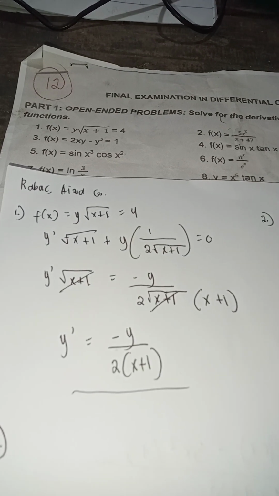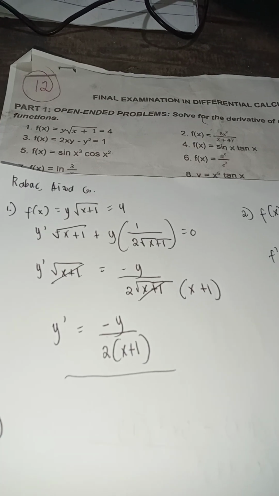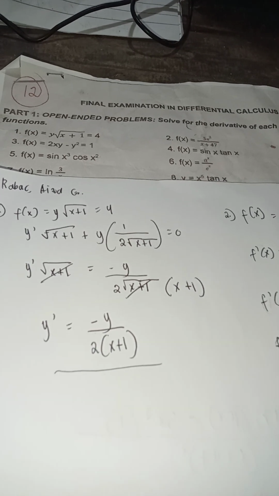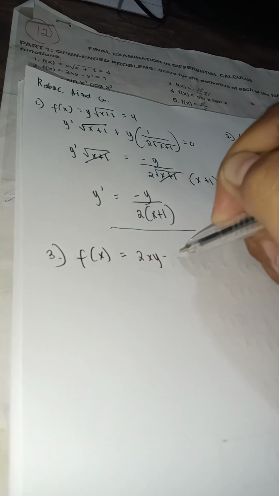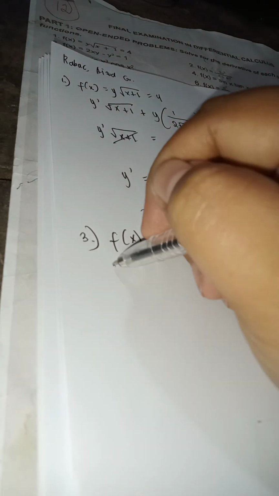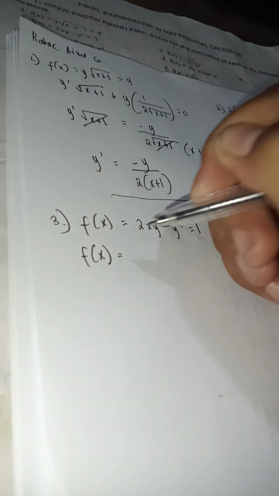Okay, so our next problem is 2xy minus y squared is equal to 1. So we are going to use the steps of implicit differentiation. So number 3, 2xy minus y squared is equal to 1. For the implicit differentiation, we have to add dy over dx.